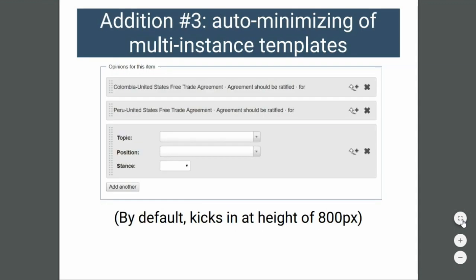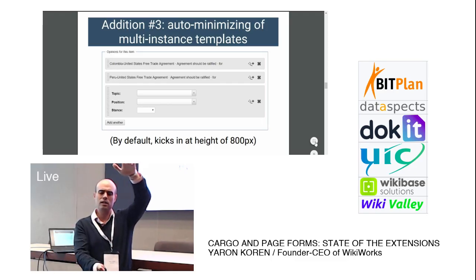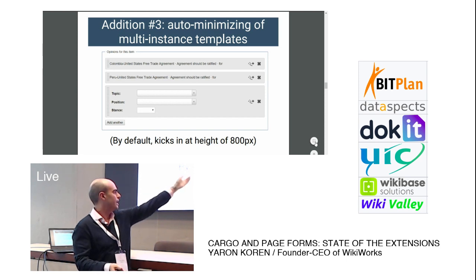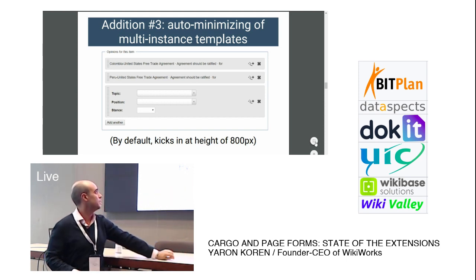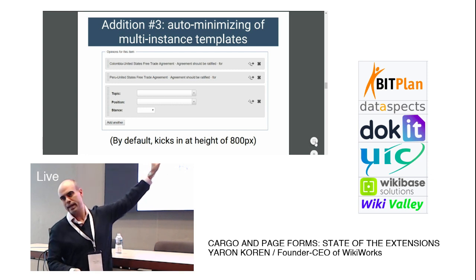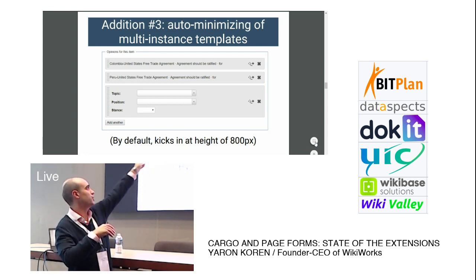The third is something that I just sort of added in without a lot of discussion. I haven't gotten that much feedback on it either way. If you have multiple instance templates, hopefully you know what those are, sometimes those can become very big, and if you have a lot of them, it really becomes difficult to edit. So now, if the total height of all these multiple instances is beyond a certain height, 800 pixels by default, then whatever ones you're not working on at the moment just become collapsed, and it just shows the values for it.